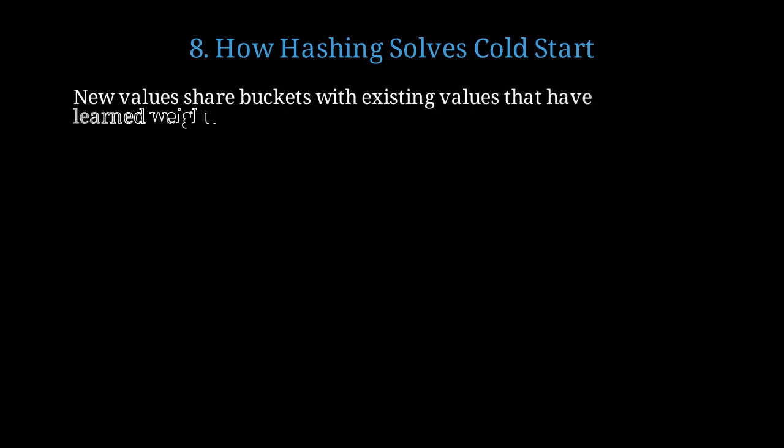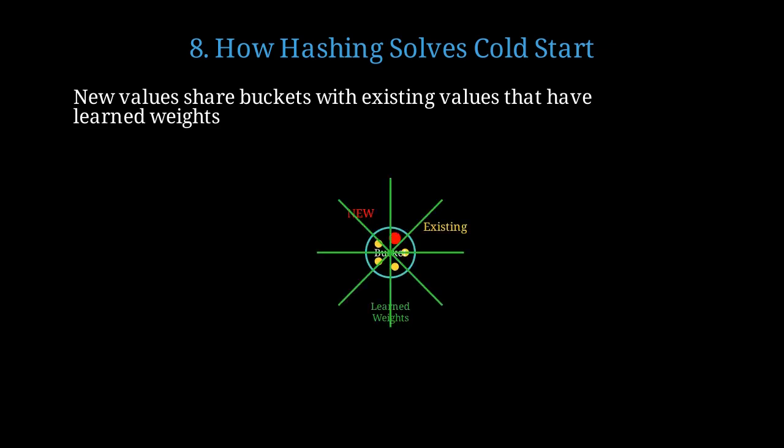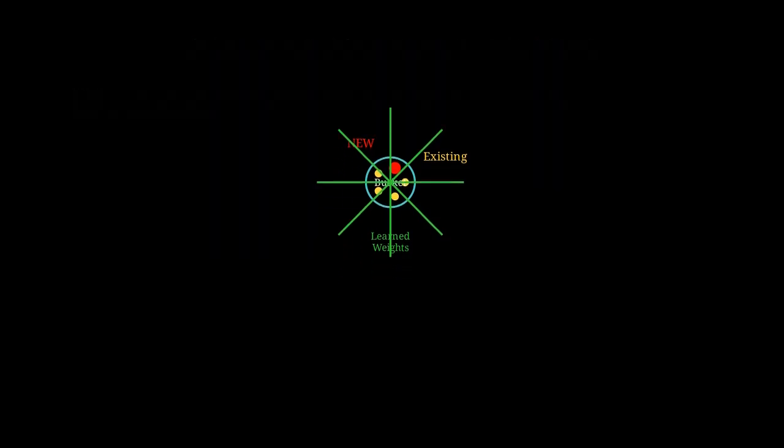When a new value appears, it shares a hash bucket with other existing values that already have learned weights from training. The new red item shares a bucket with existing yellow items, so it immediately benefits from the learned weights represented by green connections. This bucket sharing provides reasonable initial predictions for new values, even though they've never been seen before, mitigating cold start.